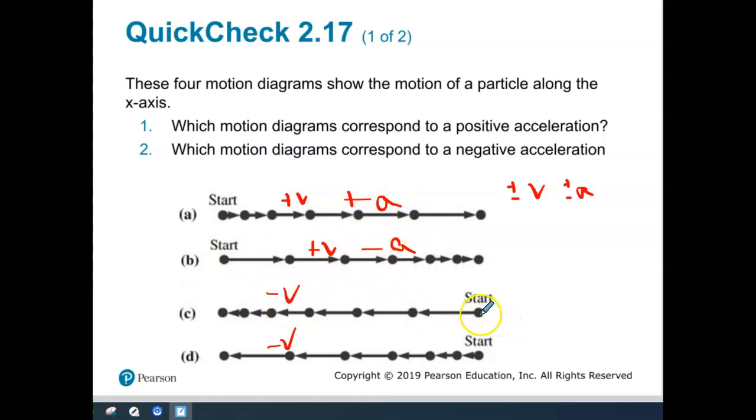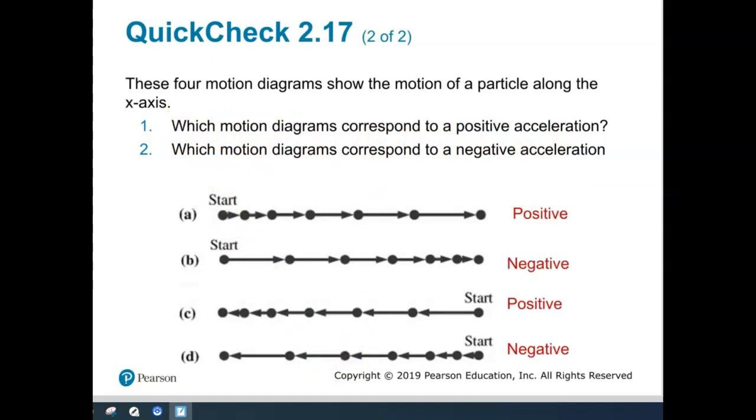C, it is speeding up and we want agreement, so if our velocity is negative, our acceleration should also be negative. And then finally for D, we have a negative velocity, it's slowing down, so we want a positive acceleration. So overall, the motion diagrams corresponding to a positive acceleration would be A and C, and then the ones with a negative acceleration are B and D.